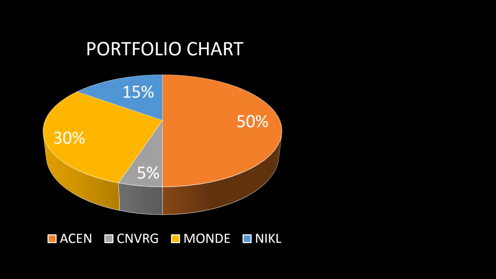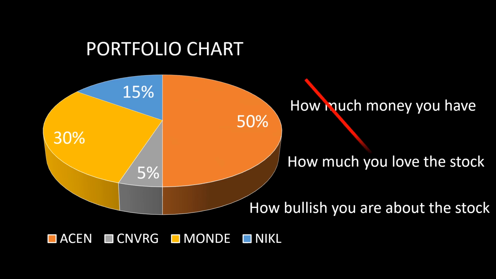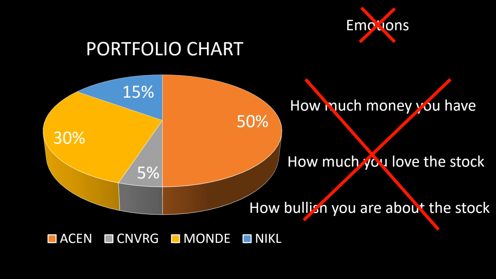This is a sample portfolio of Philippine stocks, composed of Ascent, Converge, Monde, and Nickel. The weight of each stock, in terms of peso value or number of shares, varies from 5% to 50%. In trading, you don't determine the number of shares to buy based on how much money you have, or how much you love a stock, or even how bullish you are about a stock. If you use those as your criteria for determining the number of shares, that would be leaving your decision to emotions. Successful traders use science to make decisions, not emotions.